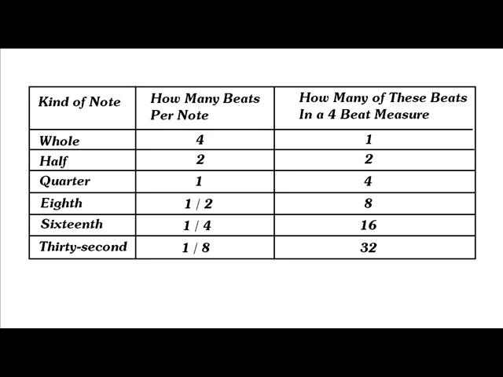A whole note gets 4 beats, or the whole of a 4-beat measure. A half note gets 2 beats, or half of the 4-beat measure. A quarter note gets 1 beat, or 1/4 of the 4-beat measure. An eighth note gets half of a beat, or 1/8 of a 4-beat measure. A 16th note gets 1/4 of a beat, or 1/16 of the 4-beat measure. A 32nd note gets 1/8 of a beat, or 1/32 of a 4-beat measure.